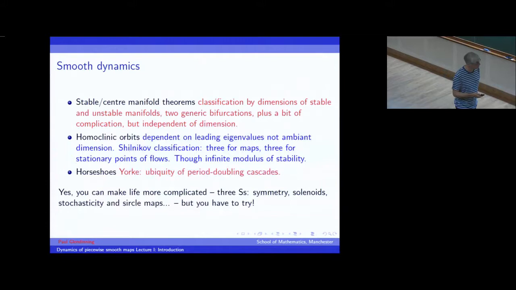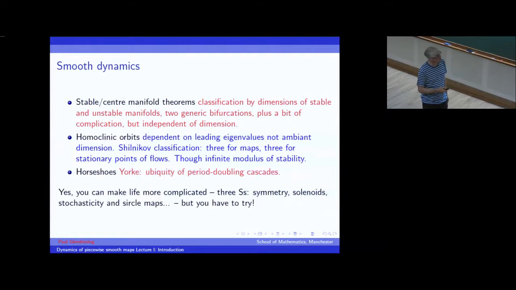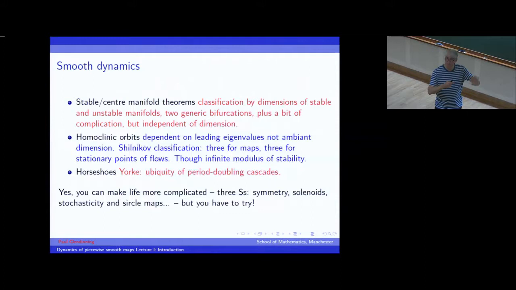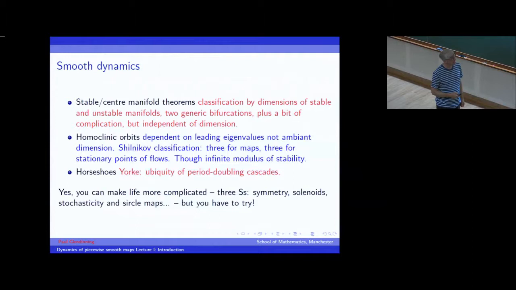You can have global bifurcations, so homoclinic orbits that we talked about before. Shilnikov has a very nice classification. Basically, there are three types for maps, three for stationary points of flows. There is a complication here that infinite modulus of stability is a posh way to say that the fine detail associated with some of these bifurcations can vary from system to system, but roughly speaking, what happens is very robust. And Jim Yorke, again, had a very nice thing about how horseshoes, these Smale horseshoes, and period doubling cascades are somehow typical of how you get to chaos.